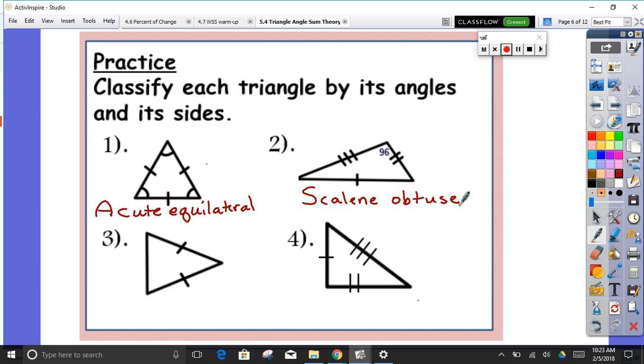Acute. Isosceles, good. Acute isosceles. And the last triangle, McKenna. Scalene and right. Good. Scalene, right. And it doesn't specifically tell us that it's right, and it really should, because we have to be careful that we don't assume that angles are right angles, but in this case, it is supposed to represent a scalene right triangle.